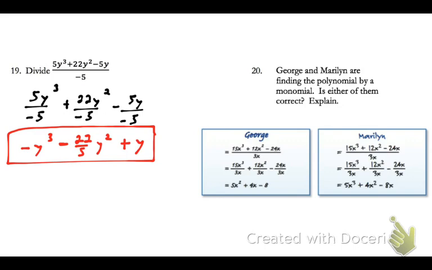12 divided by 3 is 4. X to the second divided by x to the first is x to the first. Negative 24 divided by 3 is negative 8. And the x's cancel out. So everything on George's checks out. So it looks like he did his correctly. For Marilyn, she set the problem up correctly. However, if you notice, she forgot to subtract the exponents when she divided them. Thus, hers is not correct.